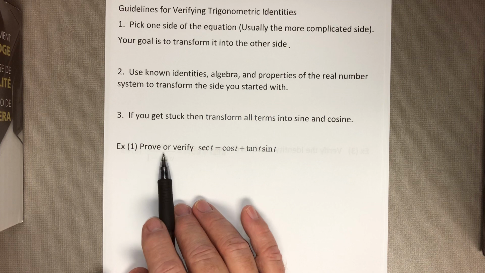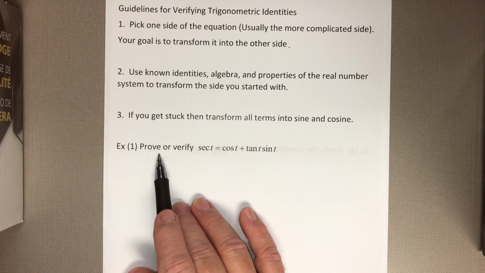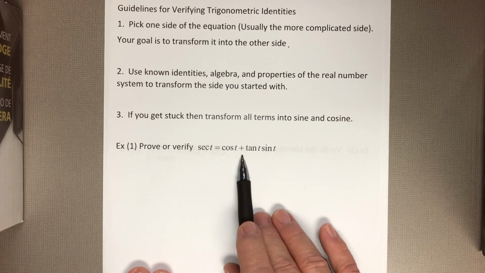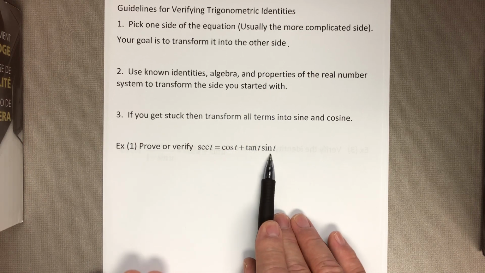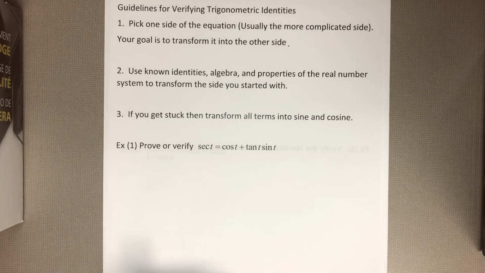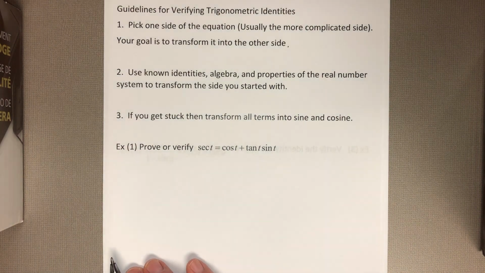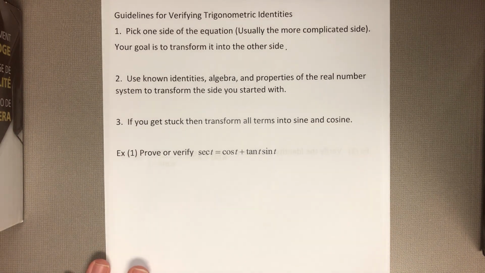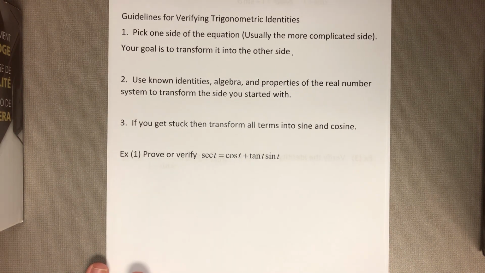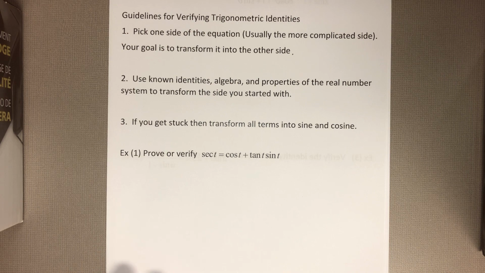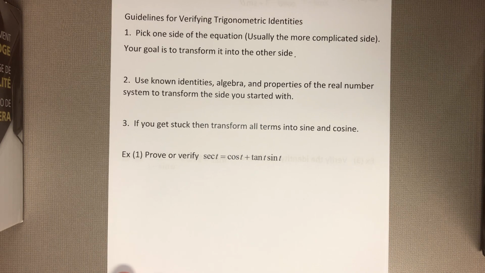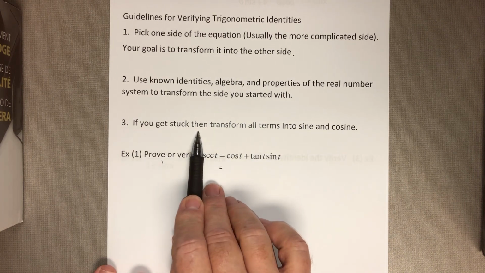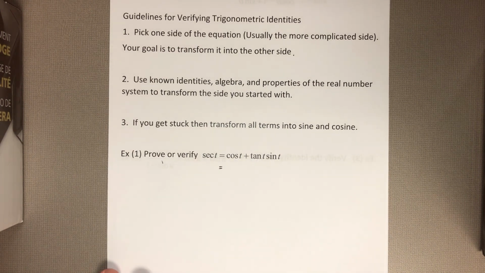And when you verify, you prove an identity. We're going to prove that the secant of t is equal to the cosine of t plus the tangent of t times the sine of t. Well, naturally, the more complicated side is that right-hand side. And I don't see anything that I could do using any of my known properties or identities that I've learned previously. So what I would do is go to step number 3, which is to write everything in terms of sine and cosine.